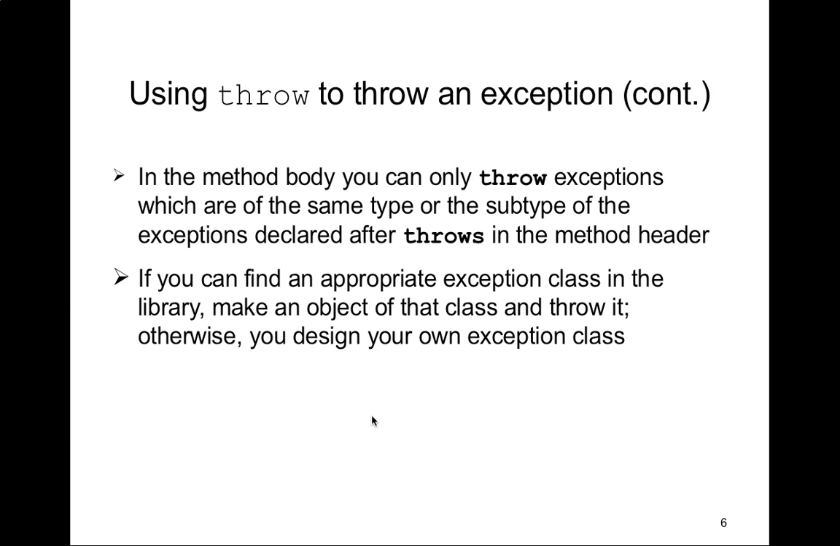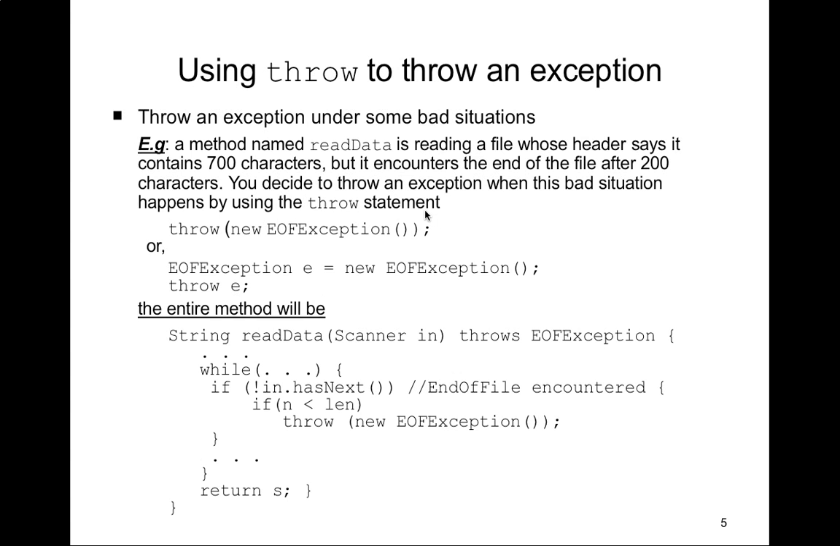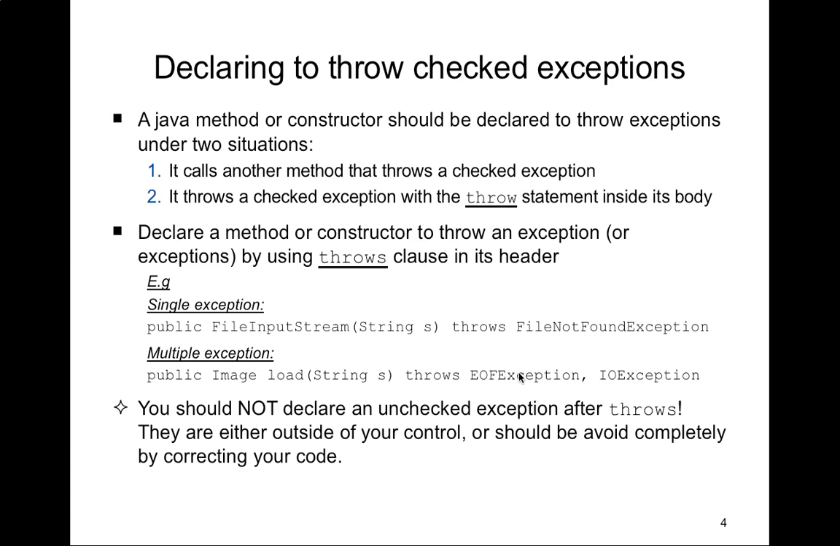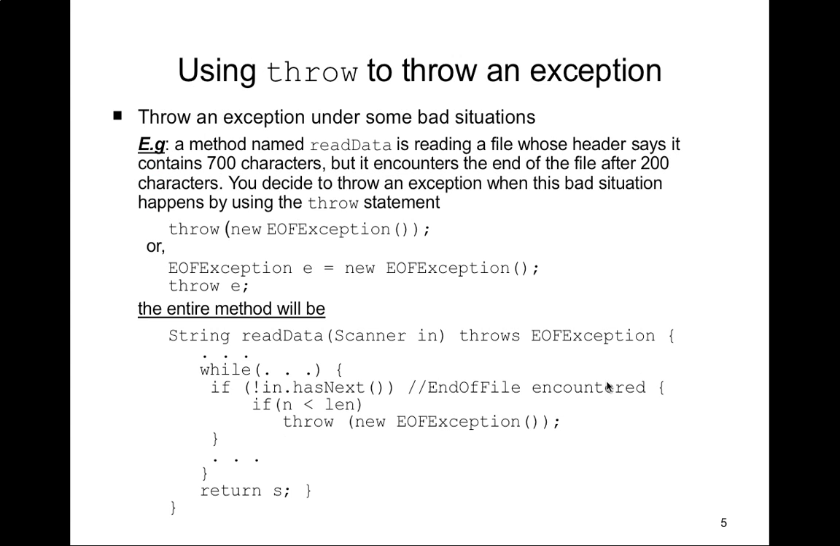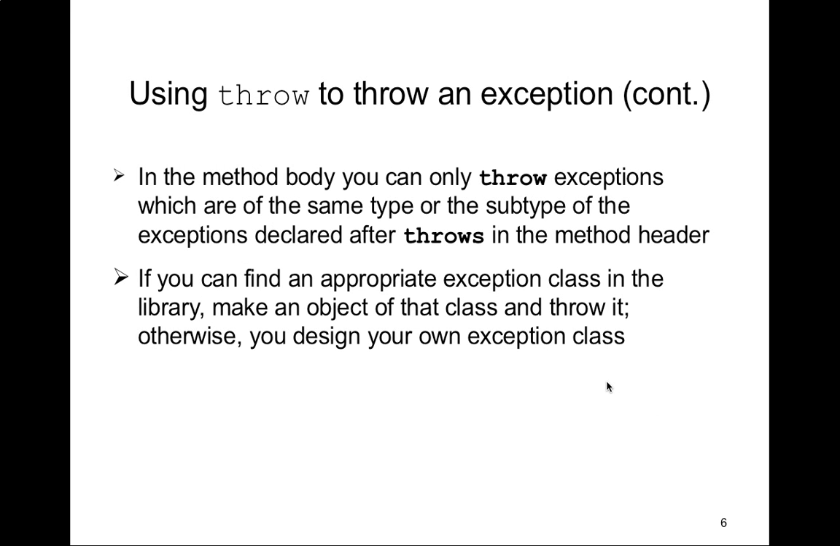So it can only throw exceptions that are the same type or subtypes of the exceptions declared after the throws. So in this particular case, we've got two of them, end of file and IO exceptions. We can throw both of them inside the body, which is why you're listing them out. Think of it sort of like when you implement an interface, you have to list all the interfaces, otherwise you don't have it inside of the class.